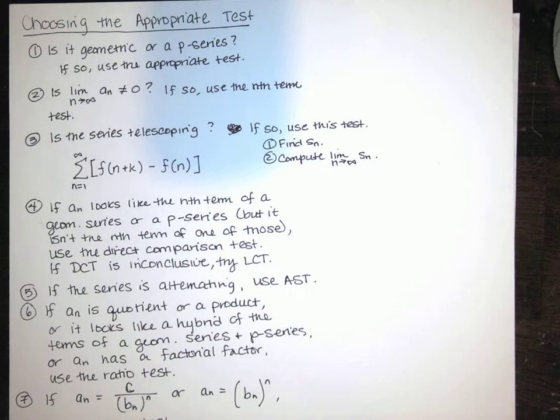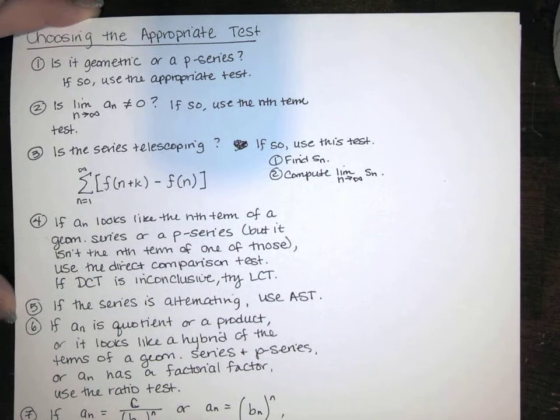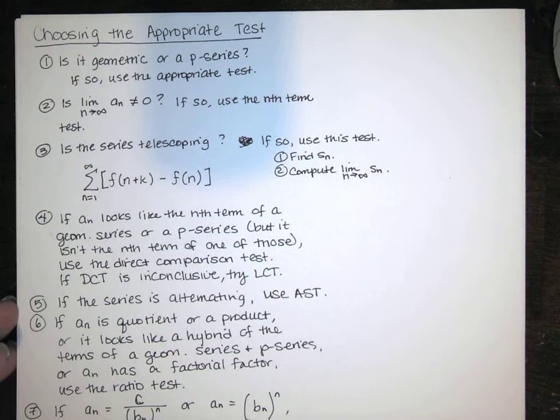Okay guys, welcome back. In this video, we discuss choosing the appropriate test. So let's say you're given a bunch of infinite series. You're not in the section on ratio and root tests, so you don't know that you're supposed to use ratio and root tests. They're just asking you, determine whether the series converges or diverges. Well, we've got 10 tests to choose from.